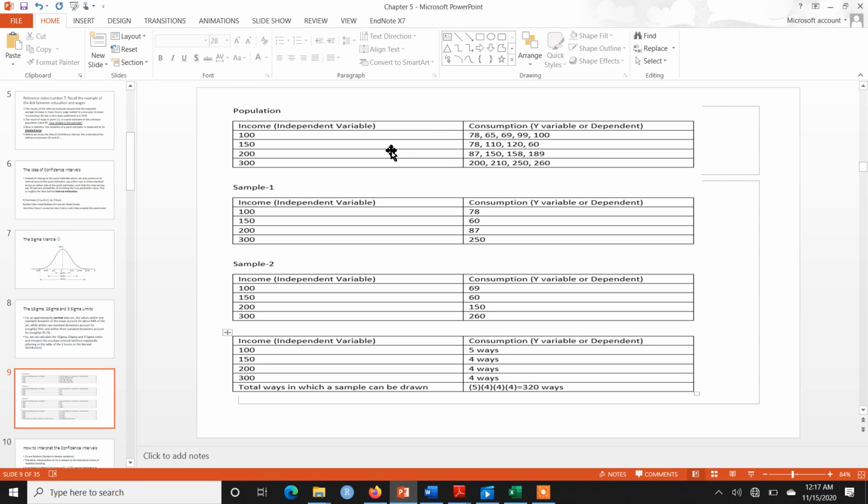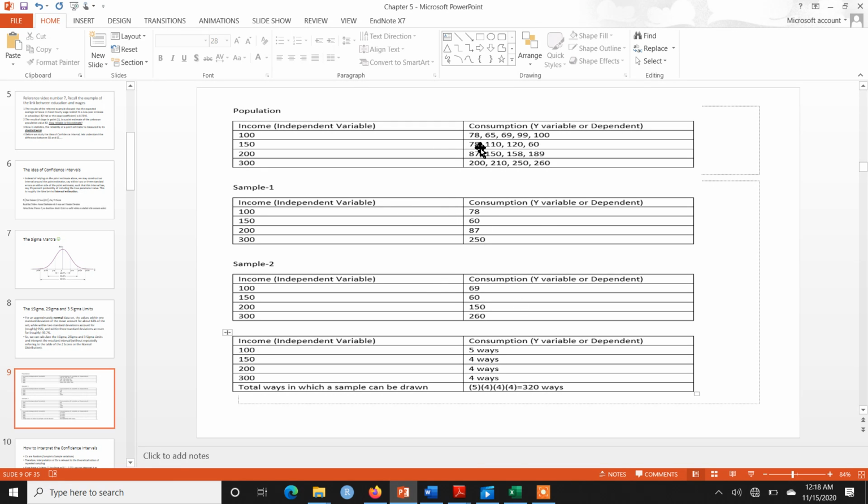So what will happen when we run a regression in which we see how consumption depends upon income? We can have different types of samples. For example, one possible way of drawing a sample from this population is to have the consumption value 78 with 100 and then 60 with 150 and so on. That is, from the consumption column I randomly sample one consumption value against each income level. So there can be multiple ways of selecting the sample.